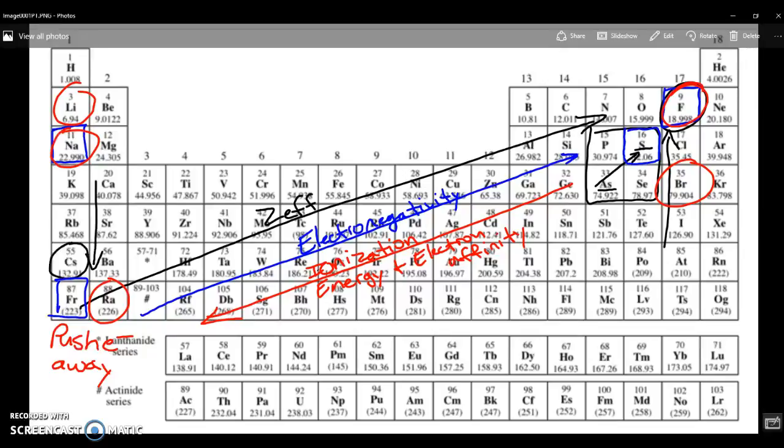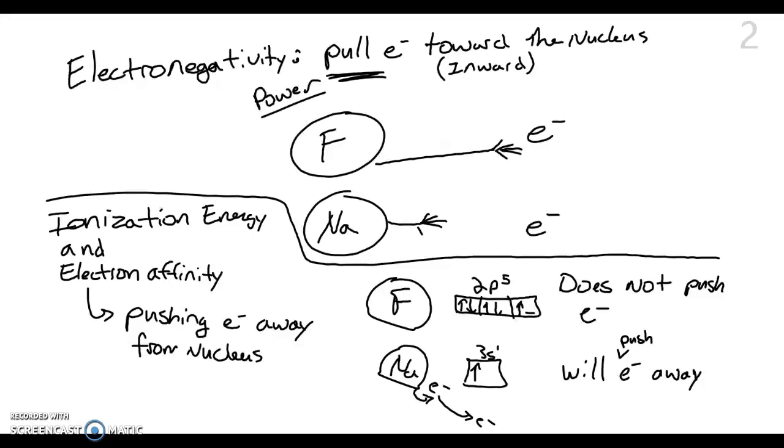So we have this balance, electronegativity of pulling electrons in, ionization energy pushing electrons out. So this is very, very important. This balance, this seesaw effect, is because of this strong nuclear force. Well, this has one more aspect to it, and that is the atomic radius.